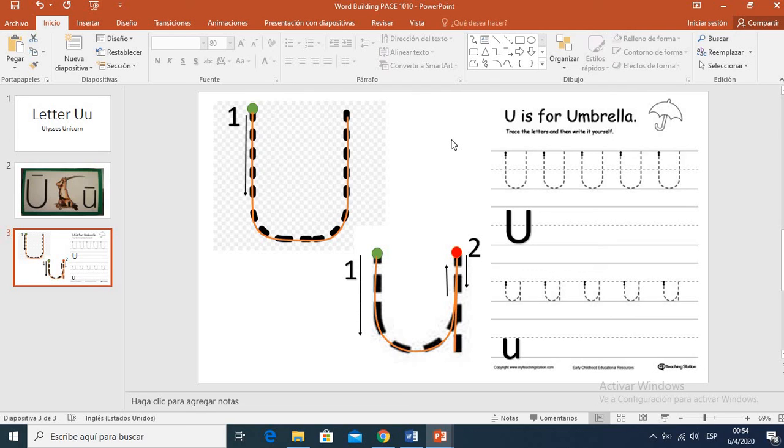Today, in your word building page number 1010, you are going to work page number 1 and page number 2. Read the instructions and work. Okay?